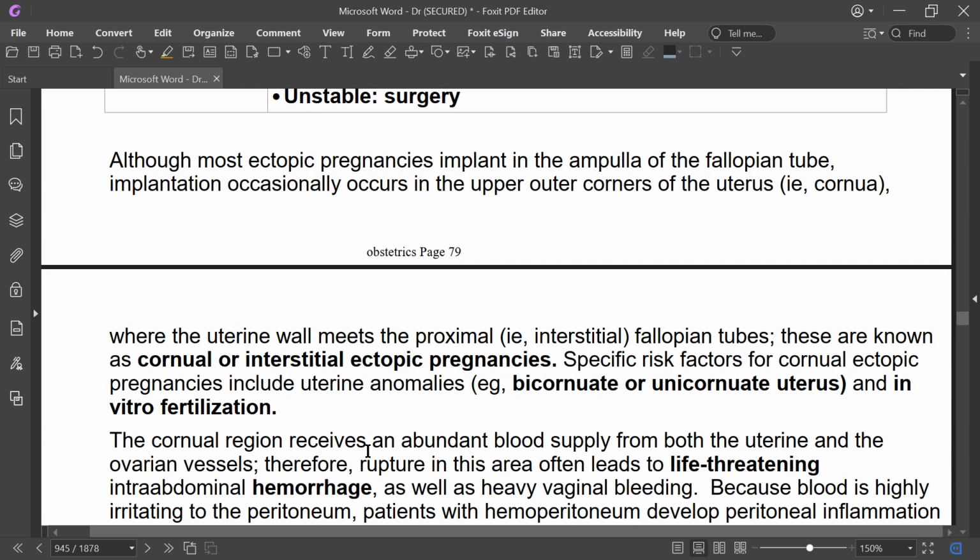Although most ectopic pregnancies implant in the ampulla of the fallopian tube, implantation occasionally occurs in the upper outer corners of the uterus, the cornua, where the uterine wall meets the proximal fallopian tube. Those are known as cornual or interstitial ectopic pregnancy. Specific risk factors for cornual ectopic pregnancy include uterine abnormalities, bicornuate or unicornuate uterus, and IVF.